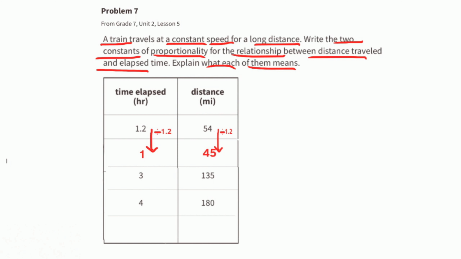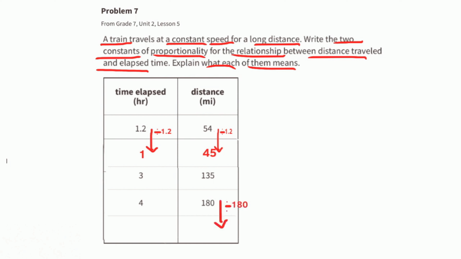This first constant of proportionality is 1 to 45. This means that in 1 hour, the train travels 45 miles. To find the second constant of proportionality, we need just 1 mile.